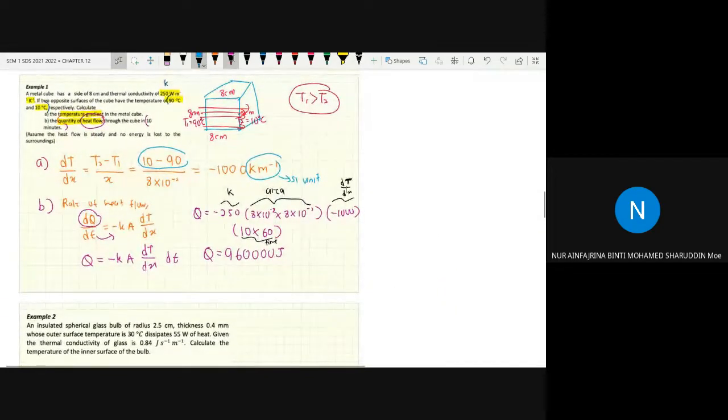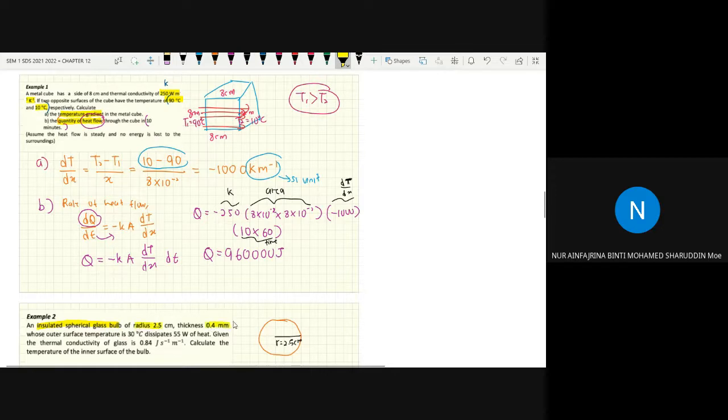Okay, once you guys are done, korang boleh try example 2 by your own. So, Miss akan bagi hint. Dia cakap an insulated spherical glass bulb. Okay, lukis dulu glass bulb. Contohnya spherical kan. So, awak anggap ini adalah spherical glass bulb. Spherical glass bulb ini, dia akan ada radius 2.5 cm. And thickness dia adalah 0.4 mm.